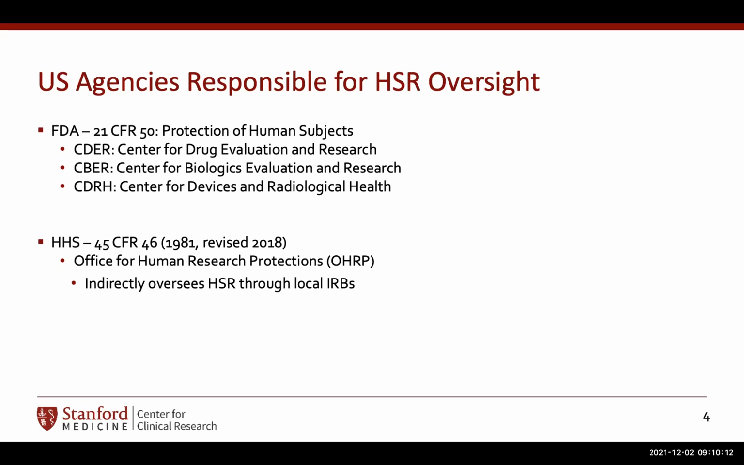So if we're doing any government research that's supported by the Department of Health and Human Services, OHRP can come to Stanford University. Same thing, obviously, with the FDA. OHRP is part of the Office of the Assistant Secretary for Health and the Office of the Secretary of Health and Human Services. Again, they provide leadership in the protection of rights, welfare, and well-being of human subjects involved in any research that is supported by the Department of Health and Human Services. They also indirectly oversee human subject research through local IRBs.